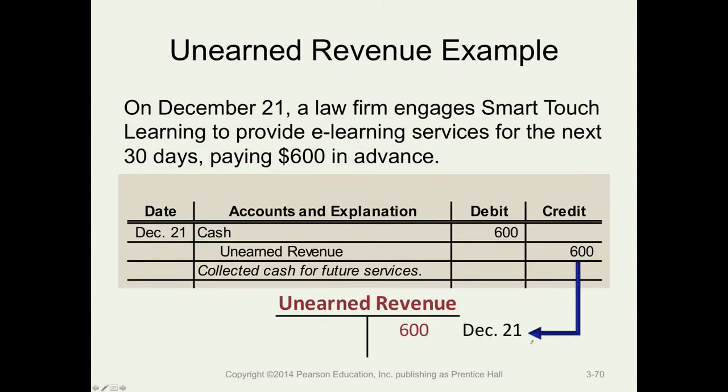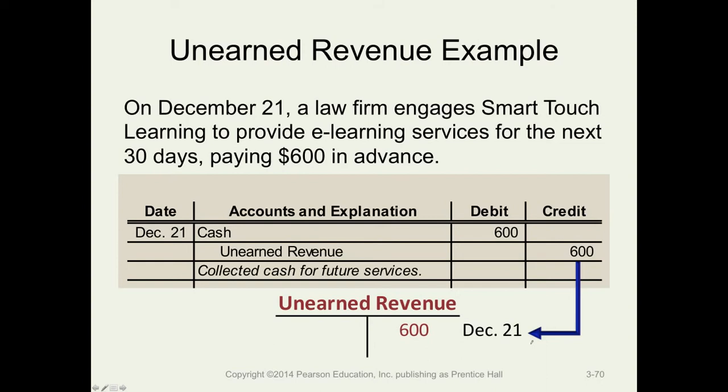So, for example, let's say on December 21st, a law firm engages SmartTouch to provide e-learning services for the next 30 days, and they give them $600 in advance. On the date that they receive this, the original transaction would debit cash and credit unearned revenue. Unearned revenue is a liability account, and it's on the balance sheet with the current liabilities. And as of December 21st, it is $600.